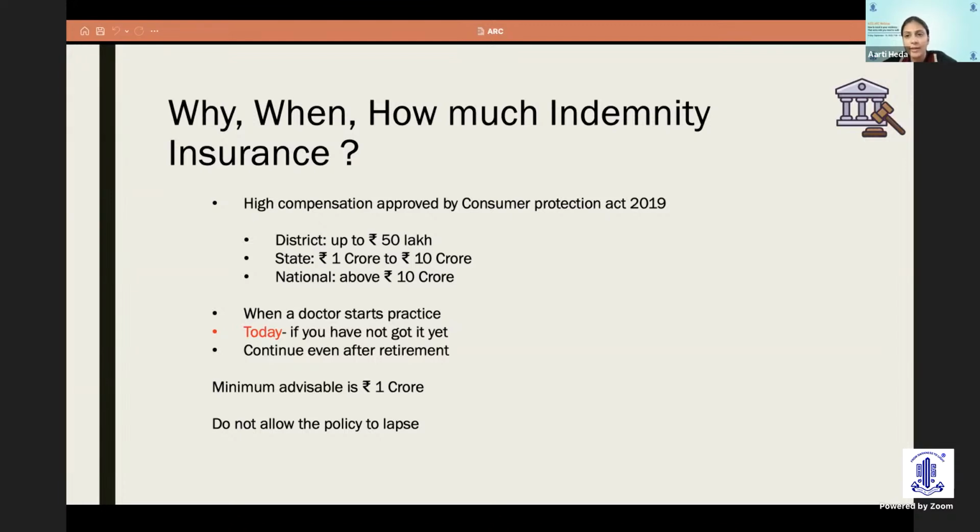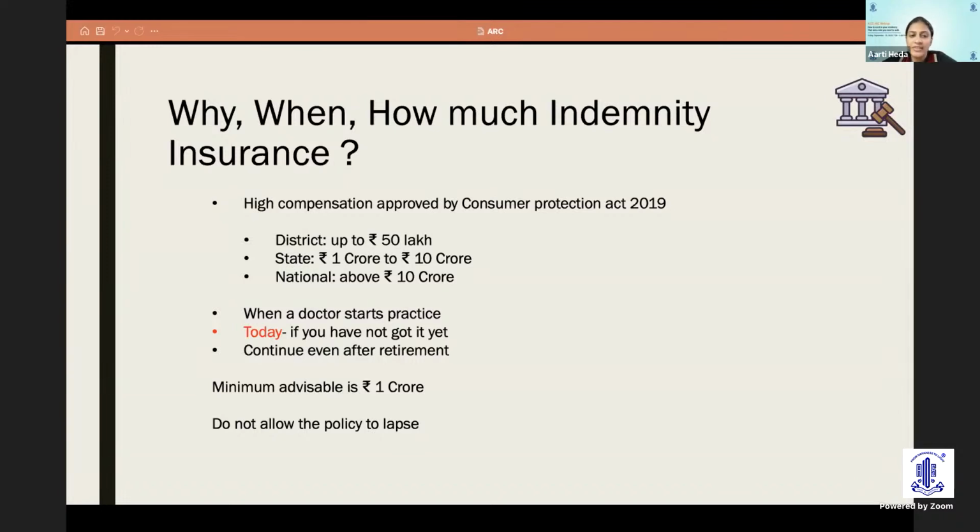When should I take the indemnity insurance is another question which comes to our mind. It's not a mandatory requirement for a resident to have indemnity insurance, but it's a good idea to have. So start the indemnity insurance policy as soon as you are in practice. If you have not taken it yet, you should take it today. And make sure that you continue it even after retirement.